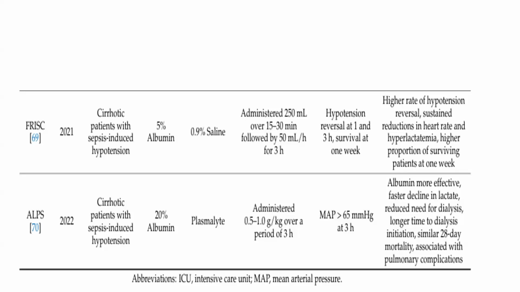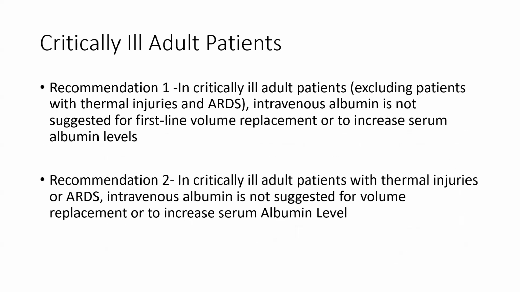Then the ALP study was published in 2022 in cirrhotic patients with sepsis-induced hypotension, which compared 20% albumin with Plasma-Lyte, and it showed albumin was more effective, with a faster decline in lactate, reduced need for dialysis, and longer time to dialysis initiation, but similar 28-day mortality and association with pulmonary complications. Then these are the guidelines which were published in the context of albumin.